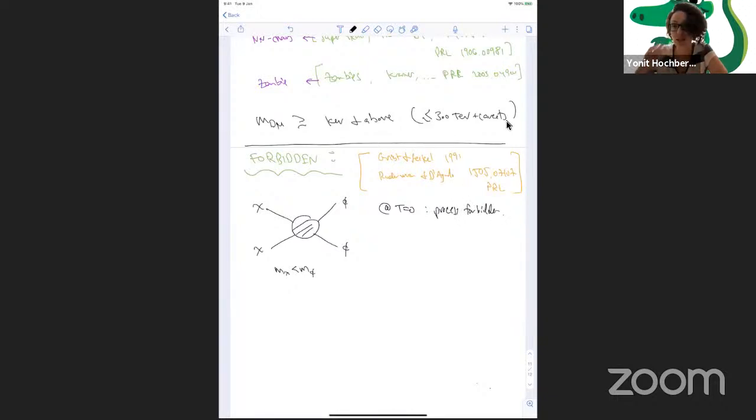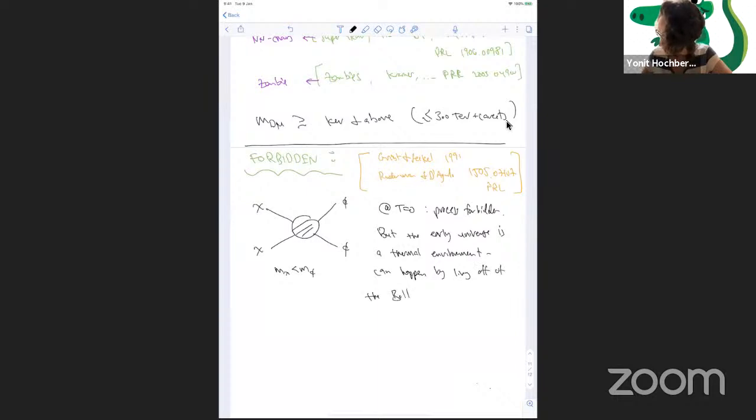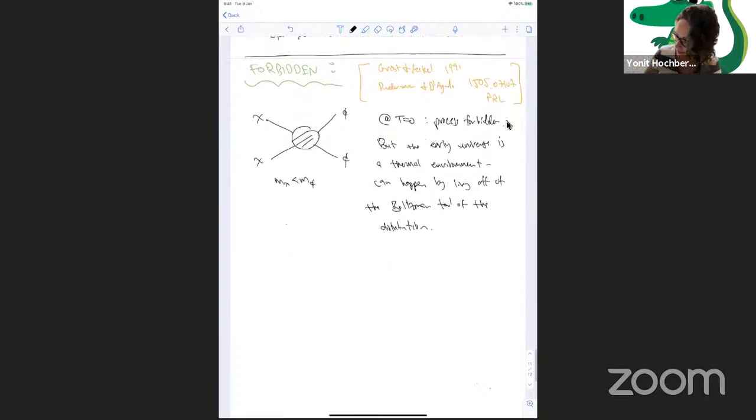But as we know, our early universe is a thermal environment, okay? And so in the early universe, this process can occur by living off of the Boltzmann tail of the distribution. Okay, so let's see exactly how this happens.